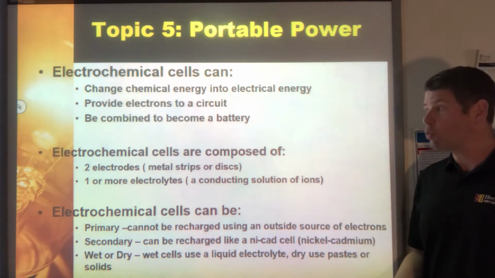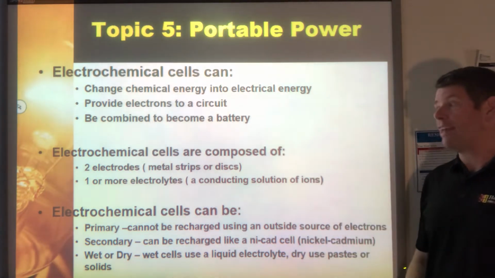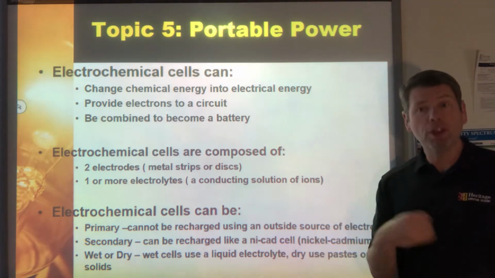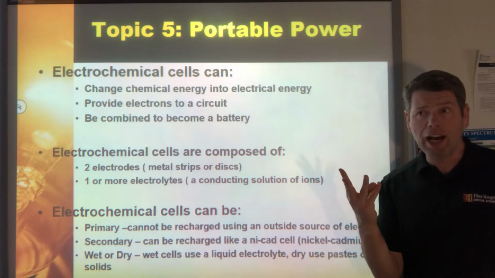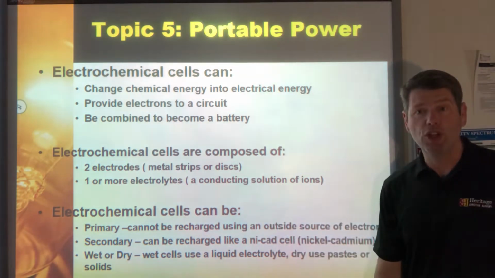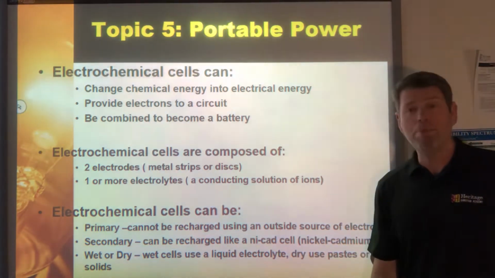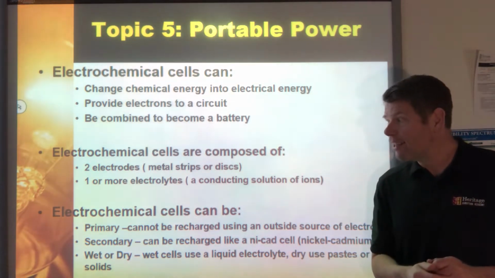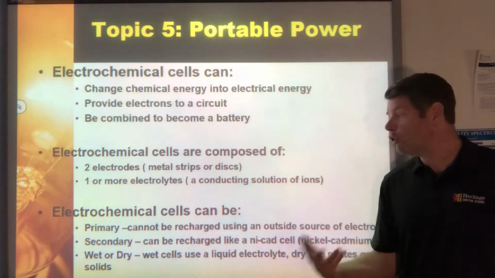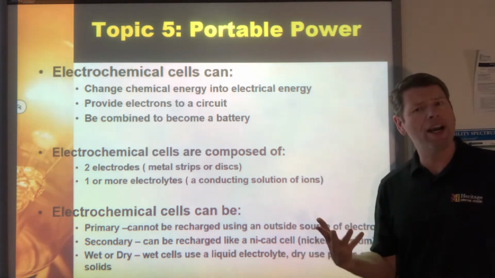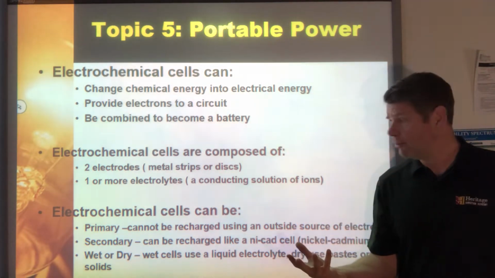The electrons will be moving through a circuit, and if we combine those cells, we make a battery. Electrochemical cells have very simple components, really just 3 components. 2 of those components are electrodes, which are most often metal strips or discs, and 1 or more electrolytes, which are solutions of ions. Remember, ions are charged particles.